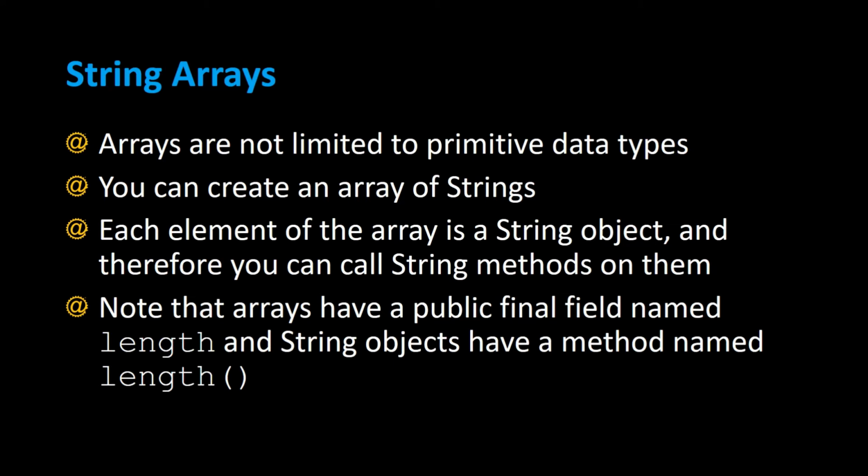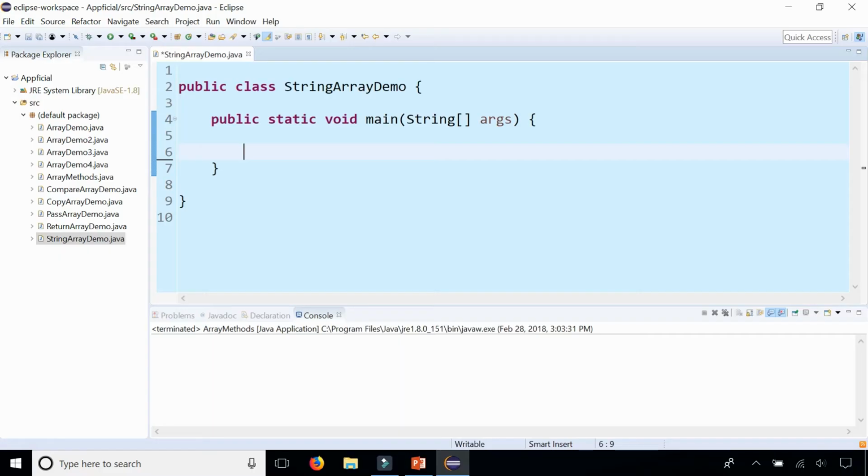And note that arrays have a public final field called length, which tells you the size of the array. And strings have a method called length, which tells you the size of the strings. So let's not confuse the length public field for arrays with the length method for strings. And we're going to see an example of a string array, and I'll show you both uses of length, the method and the field.